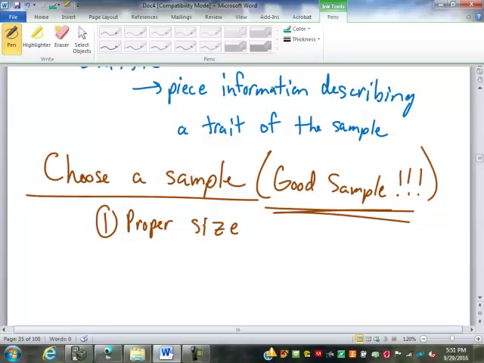If I want to know the average age of students at WITC, and I go out in the hallway and just take the next two students I see and ask them how old they are, that's obviously not a big enough sample. Now that sample's bad in a lot of other ways too, which we'll get into, but the sample needs to be large enough.